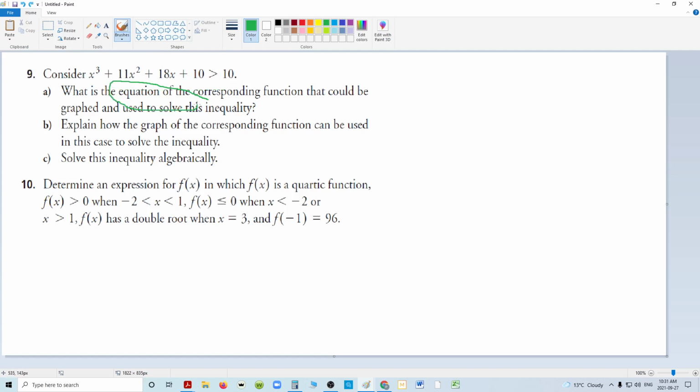So they want to know how you would solve this. That just means you're taking the 10 and moving over here, and the 10s disappear. So this is the equation you're using to solve it, which is what they want to know. Explain how the graph of the corresponding function can be used to solve the original one.